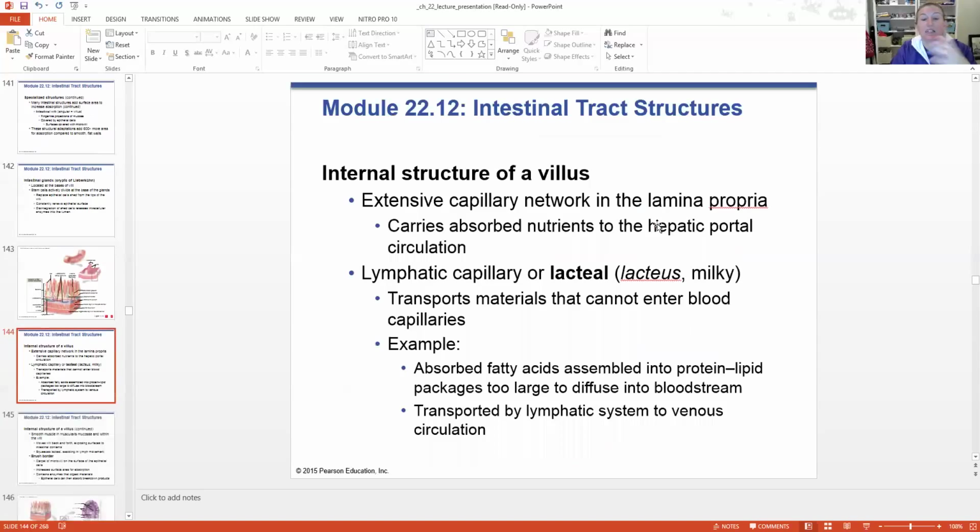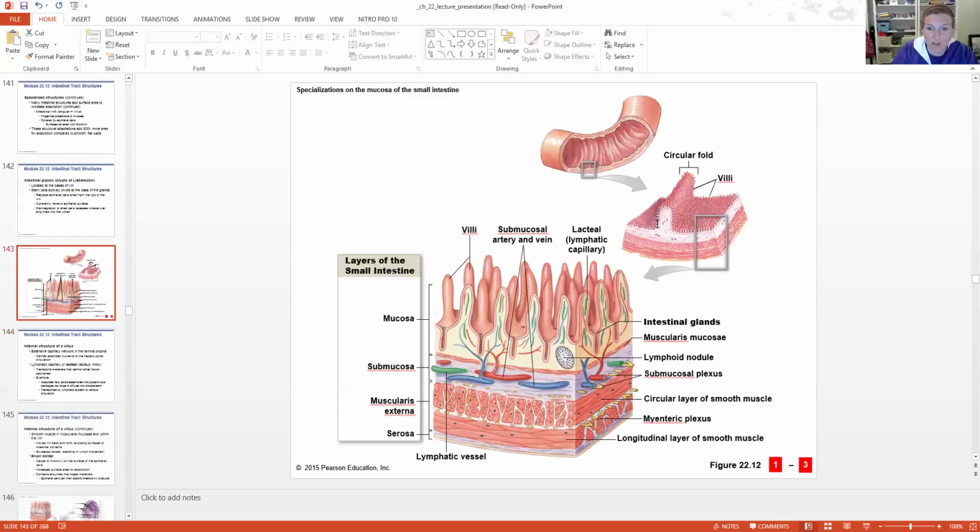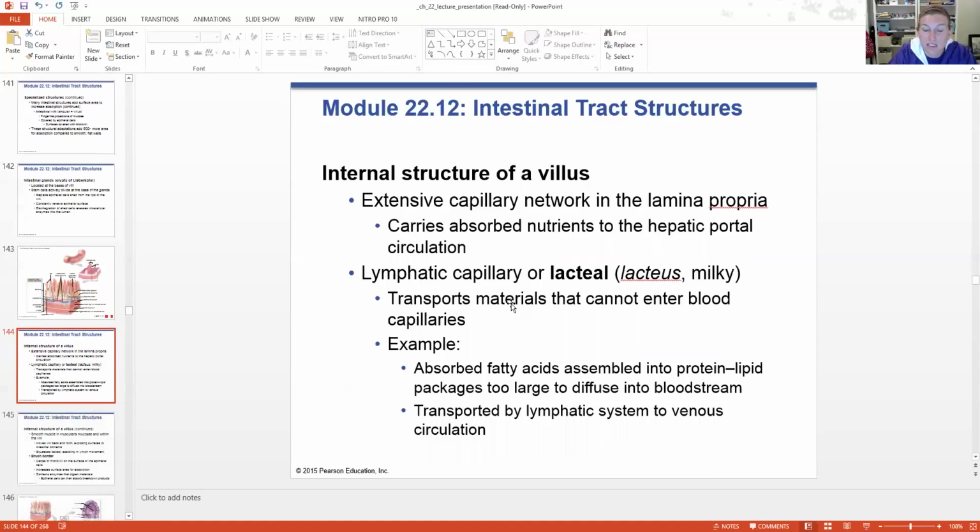So the internal structure of a villus, let's look back here. What we're talking about is what this little stack is made of. What are all those pipes and tubes in there? So it's obviously an extensive capillary network, right? This is where absorption is occurring. So we have to have a highly vascularized area, lots of arteries and veins, to absorb the nutrients coming in from our digestive lumen.